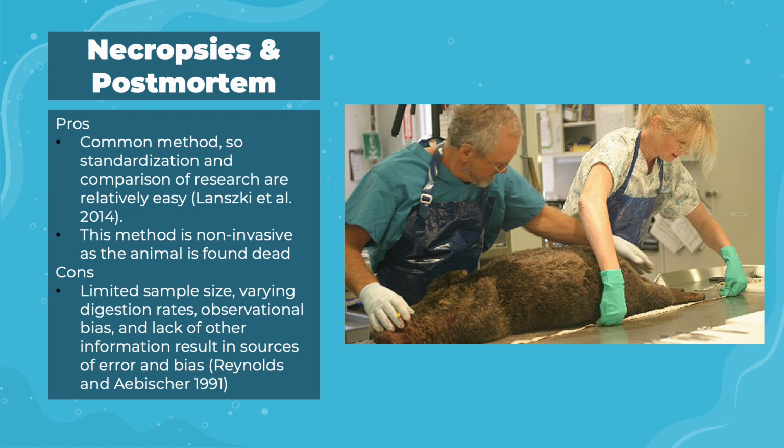The cons include that it's a very limited sample size, there are varying digestion rates of the food sources that otters eat, there is observational bias among different observers of what they may be seeing in the stomach contents, and there's a lack of other information in this sample, including how this otter may have died, which all therefore lead to sources of error and bias within your results.